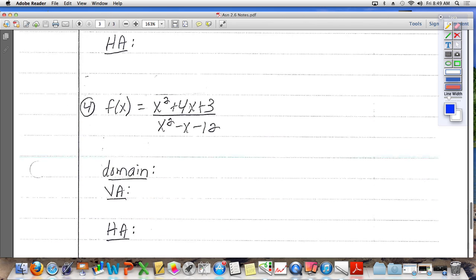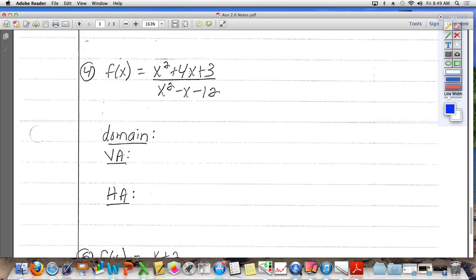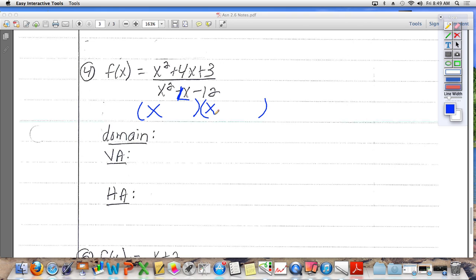Okay, number 4. Domain, let's go back to the bottom. This right here, remember, means a -1. So we have x, and x. What two numbers multiply to give you -12, and when you add them together, you get -1? x minus 4 and x plus 3. So our domain tells us that x can't be 4, cannot be -3.